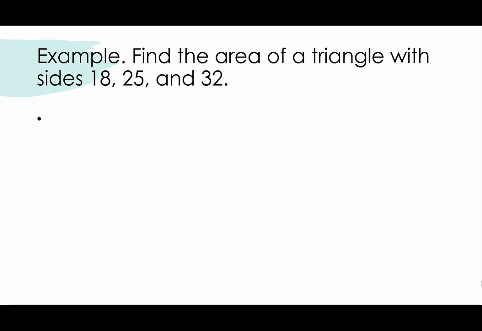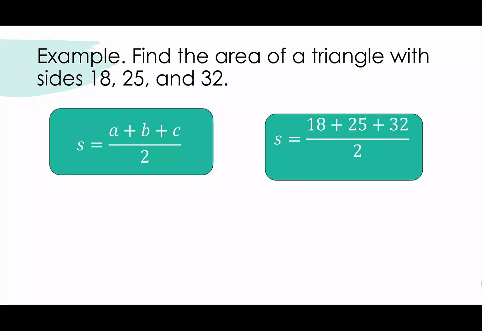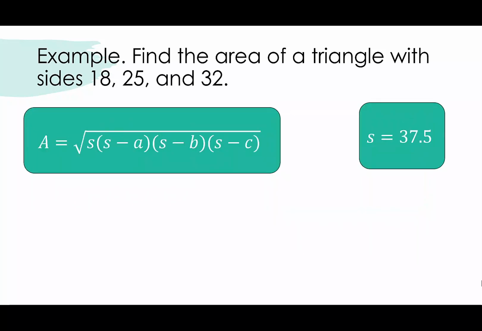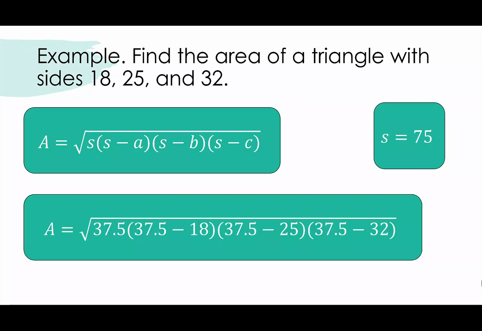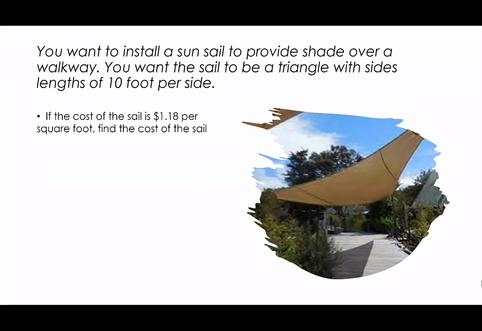Let's find the area of a triangle with sides 18, 25, and 32. We'll bring back our formula for S, which says we should add 18 plus 25 plus 32, then divide by 2. This gives us 75 over 2, which I'm going to write as 37.5. We're going to take that value of S and plug it into our formula for area. We'll have the square root of 37.5 times 37.5 minus 18 times 37.5 minus 25 times 37.5 minus 32. My answer is that A is equal to 224.22.